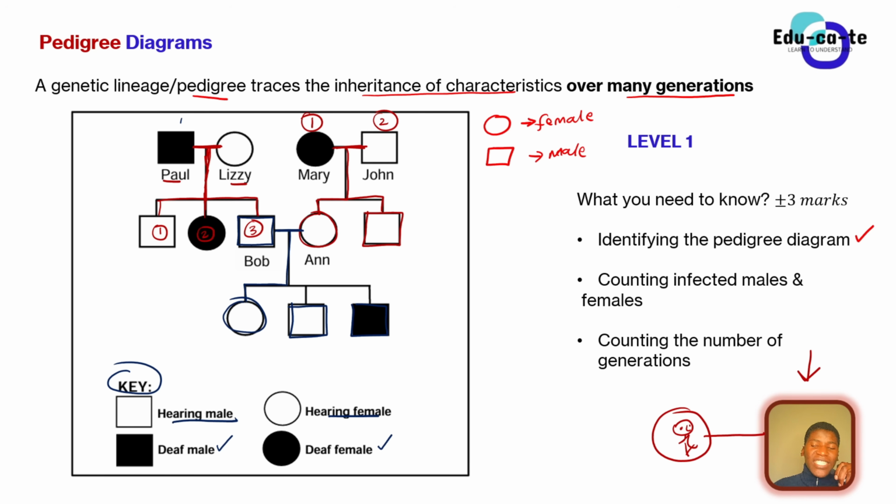Now when it comes to generations, how do you count generations? This one is the first generation. This is the second generation. This is the third generation. So there are 3 generations here. You count them using rows. The first row is the first generation, or the first parents that we have in this pedigree diagram. In this case, Paul and Lizzie, Mary and John are all in the first generation. And then they give birth to these kids here that are in the second generation.